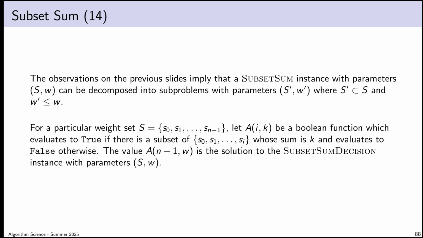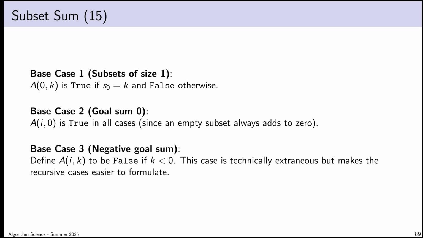Now the solution that I want, the actual problem I want to solve, is A of n minus 1, W. It is, if I'm allowed to use all of the weights, can I achieve my real goal, sum W? Okay, so now that I have that formalization, I can actually define the function A. So I've listed 3 base cases. The third one isn't really necessary, but it's there for convenience to make my recursive case a bit less ugly.